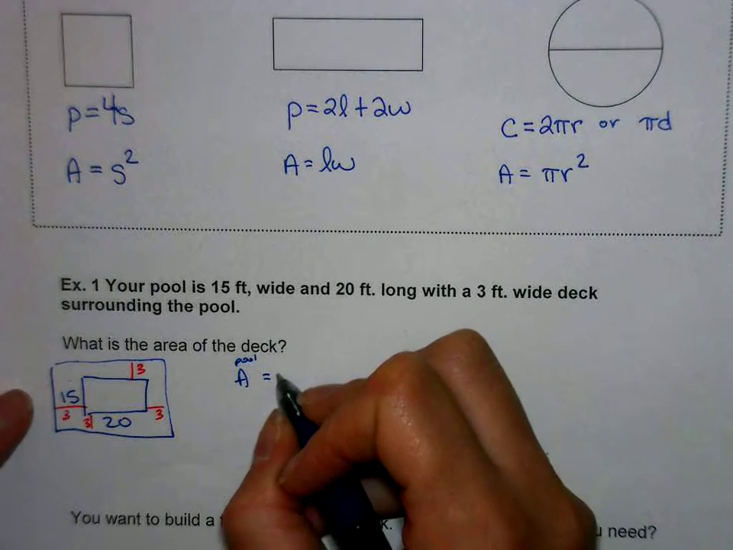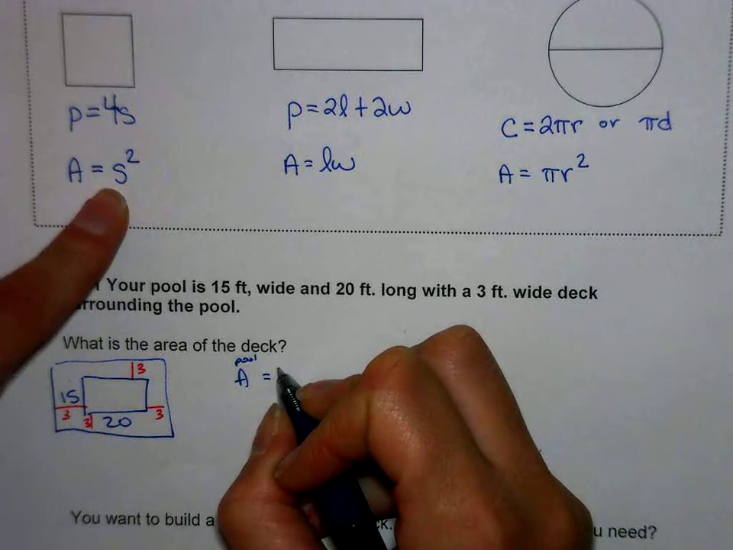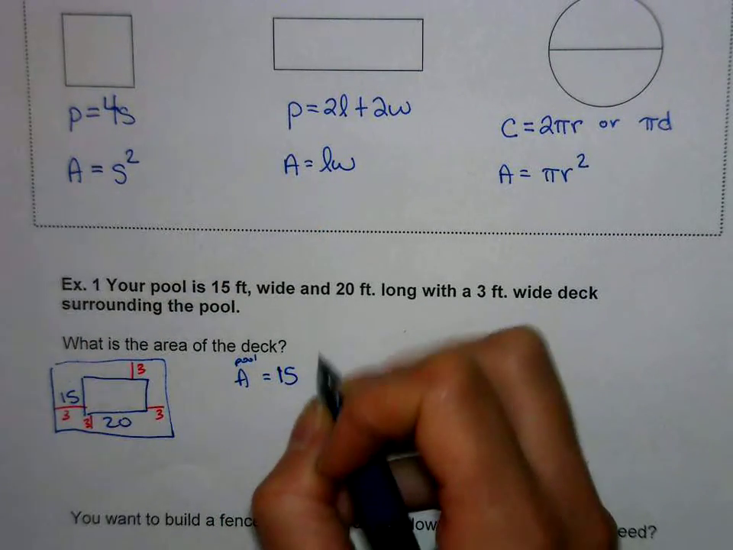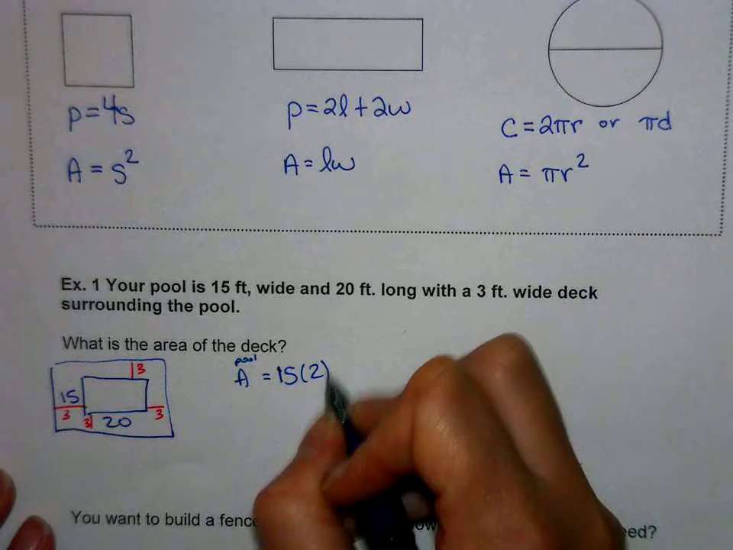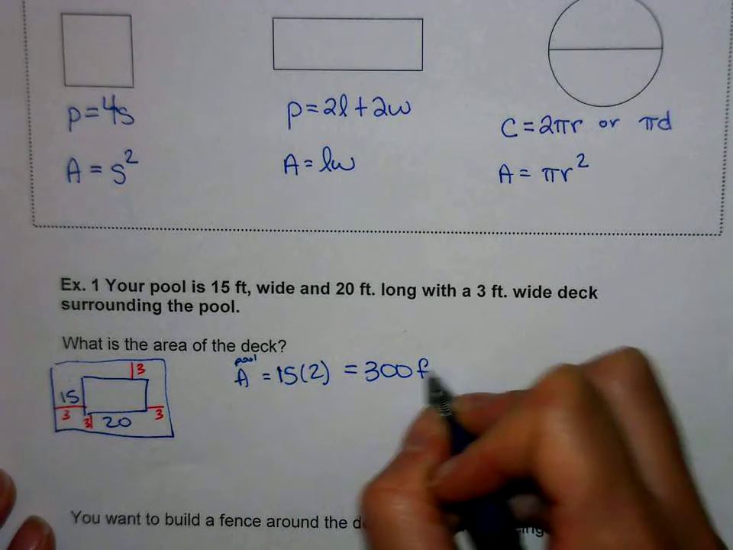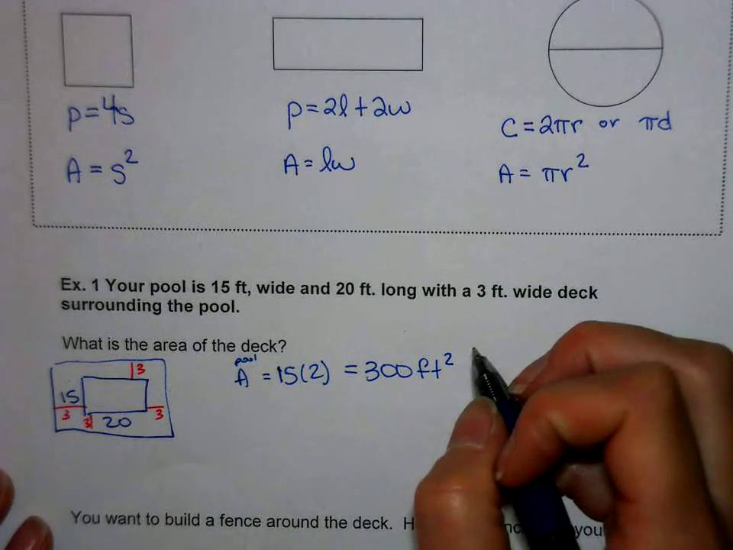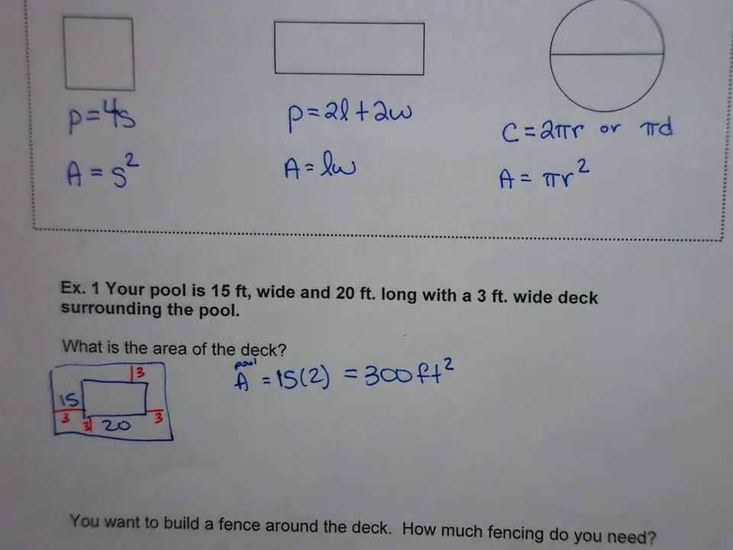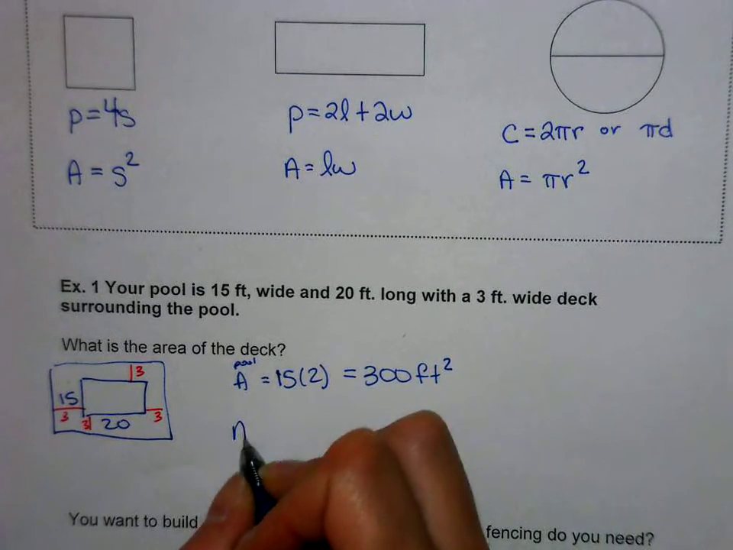For the area of the pool, we would do length times width. And our length is 15, and our width is 20. So the area of our pool is 300 feet squared. So let's find the area of this whole thing, so the pool including the deck.